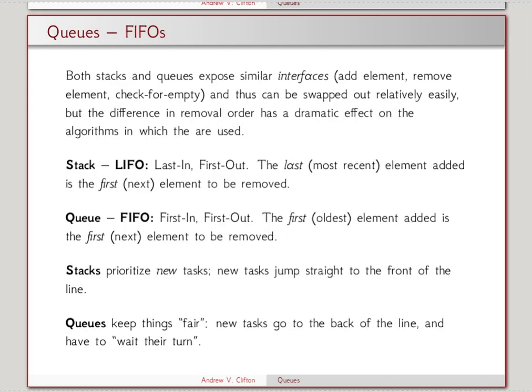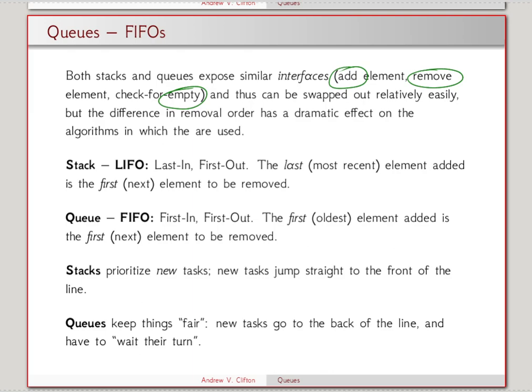So both stacks and queues have a similar interface, right? Even though we give them different names, there's an operation to add things, an operation to remove things, and an operation to check and see if it's empty. So you could switch them out relatively easily. If you had an algorithm that used a stack, you could change it to use a queue without too much work. But switching them around, the difference in how things come out when we remove them has a dramatic effect on the algorithm that we're doing.